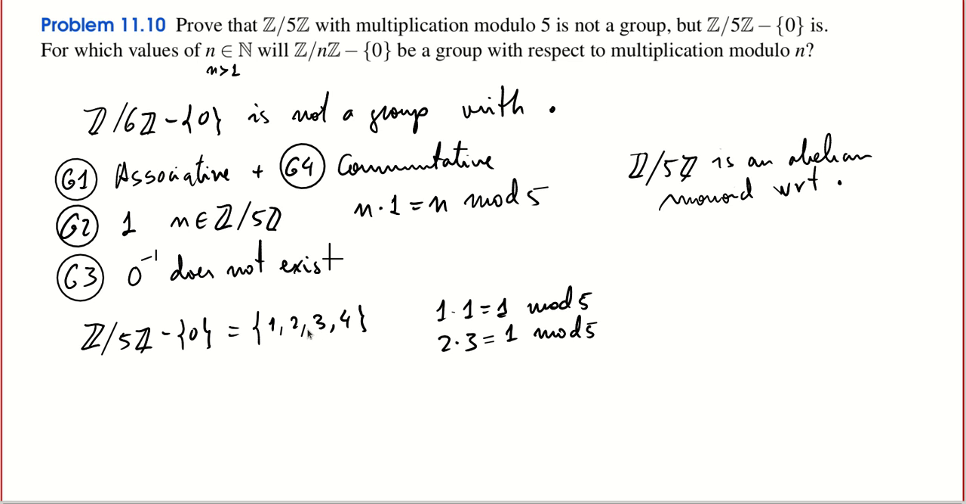So these two elements are invertible. And about 4, if you square 4, so multiply 4 by 4, you get 16, and 16 is 1 modulo 5. So 4 is its own inverse. So it's got an inverse as well. So every element has an inverse. So this is a group, it's an abelian group, with respect to multiplication. Okay?